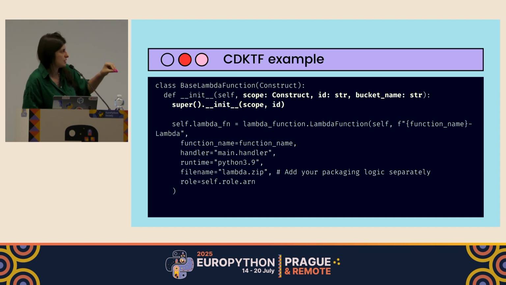What we have to pass is a scope. Scope is important because basically we pass the parent. And we pass this parent to define this tree, to connect like construct to the stack and stack to the app. And after that, all these business units know how to connect to each other. And it's an example of creation of a lambda function. So to define just a lambda function, we need to call the lambda function call, specify name, handler, Python runtime, also a file name, and role that we want to execute.